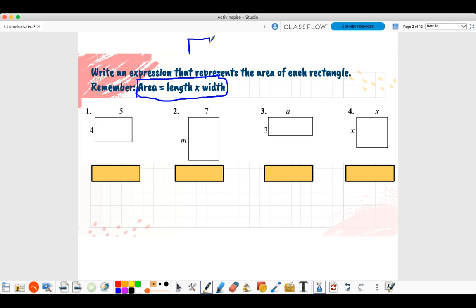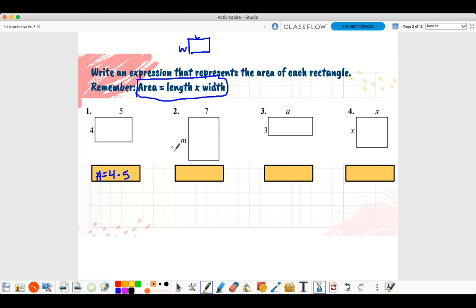And honestly, in a rectangle, I always interchange width and length all the time, back and forth. There's no consistency with me. So in this one, they're simple. They're both numbers. So you should know that area is equal to 4 times 5. And yes, it's 20, but we're trying to find the expressions.